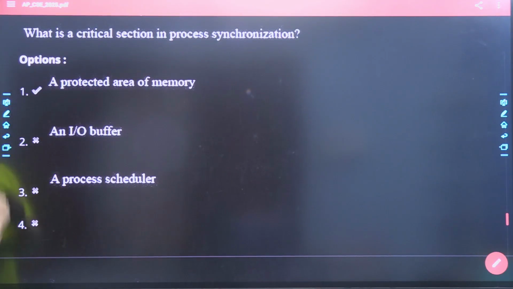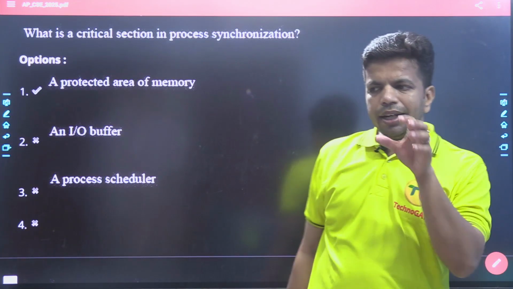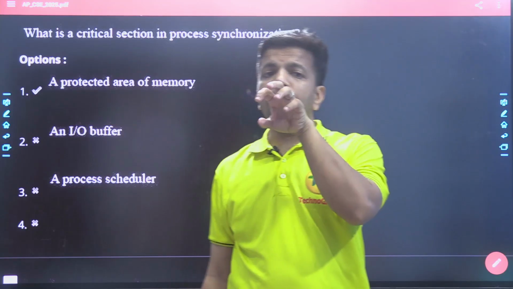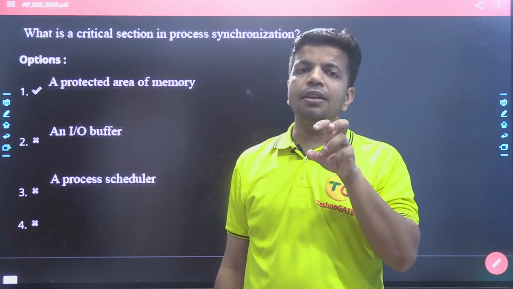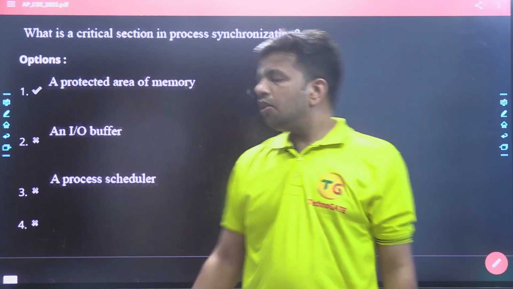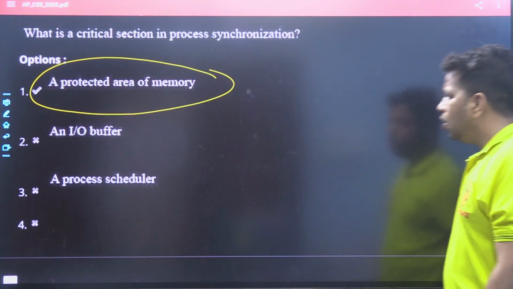What is the critical section in process synchronization? The critical section is the area where a process protects its common shared variables. So it is simply a protected area of memory.